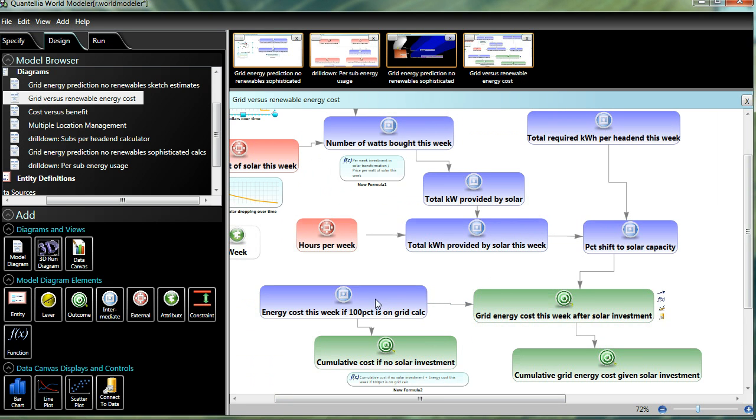And I'll draw your attention to these two to start with. If we were not to build a renewable generation capability, then we'd be buying our power off the grid, and that would have a particular cost. And that cost on a weekly basis is captured here. And then I accumulate that cost so we can see kind of what the total cost over this 200-week simulation period would be if we did not purchase renewables.